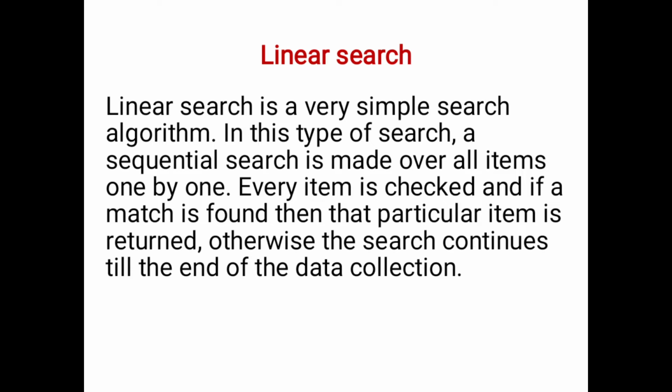So what do you mean by linear? Linear means one by one. That means all information is executed one by one. That is the concept of linear or sequence. It is a very simple searching algorithm. In this type of search, a sequential search is made over all items one by one. Every item is checked, and if a match is found, then that particular item is returned. Otherwise, the search continues till the end of the data collection. Are you clear about this concept?